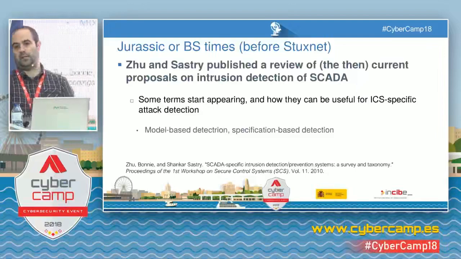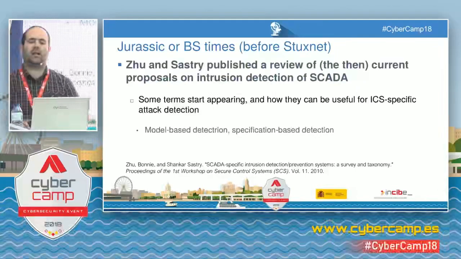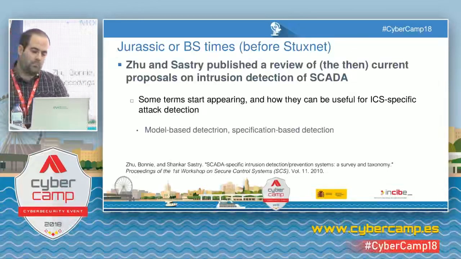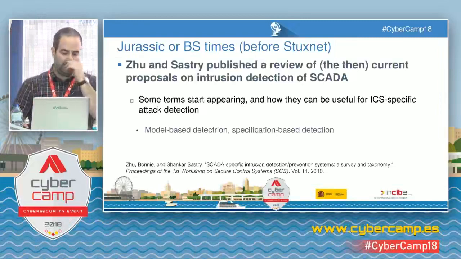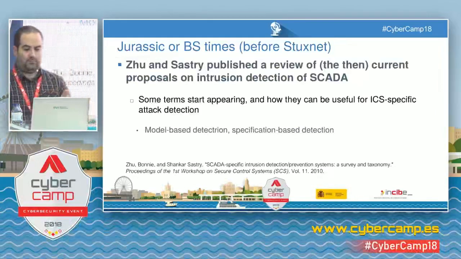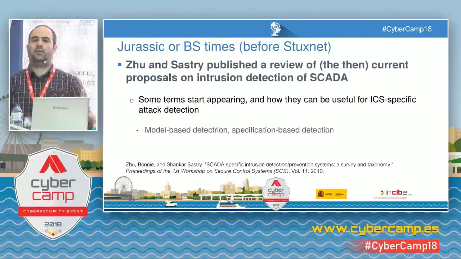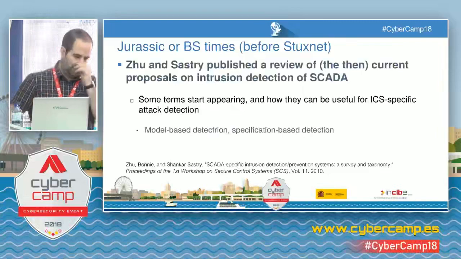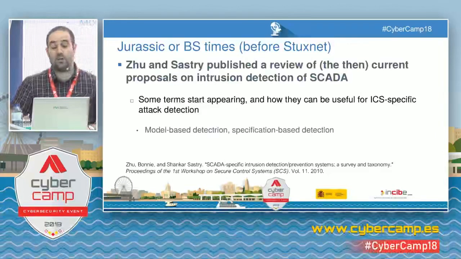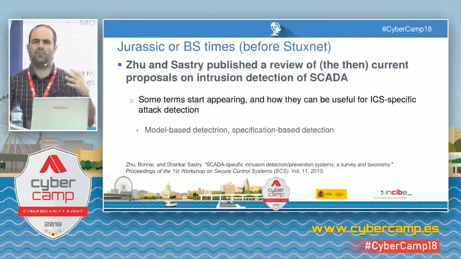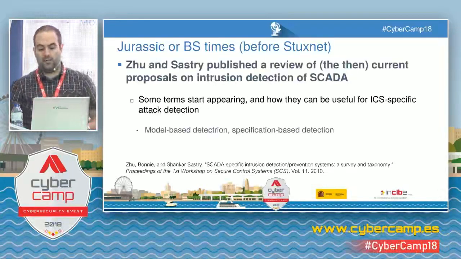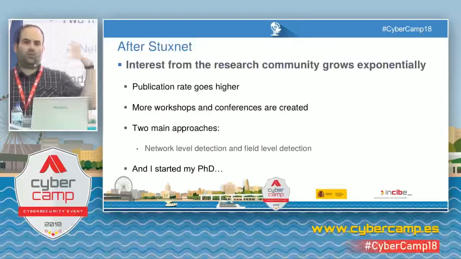And then specification-based detection, where we create some manual standards or rules stating that some things should not be as they are, which is a bit simpler than model-based detection. This is before 2010. There are already some papers discussing it. There is a starting research field, and a few workshops on the topic, but it is still a bit far from where we are headed.